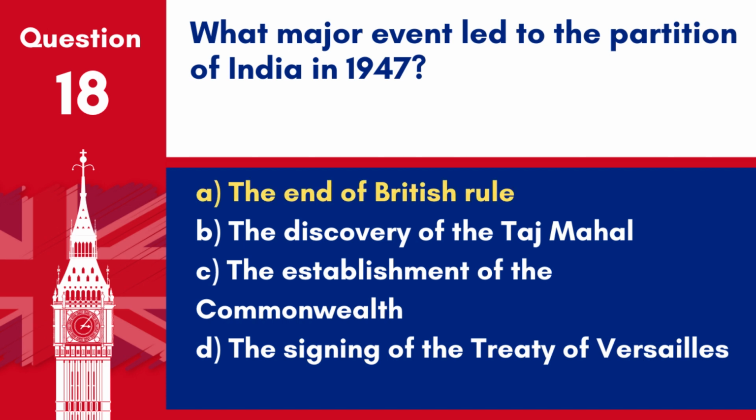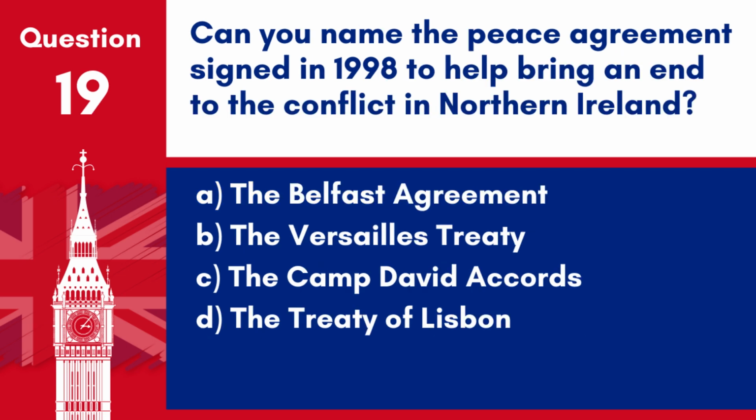Answer: A. The end of British rule. The major event that led to the partition of India in 1947 was the end of British rule. Question 19. Can you name the peace agreement signed in 1998 to help bring an end to the conflict in Northern Ireland? A. The Belfast Agreement. B. The Versailles Treaty. C. The Camp David Accords. D. The Treaty of Lisbon.